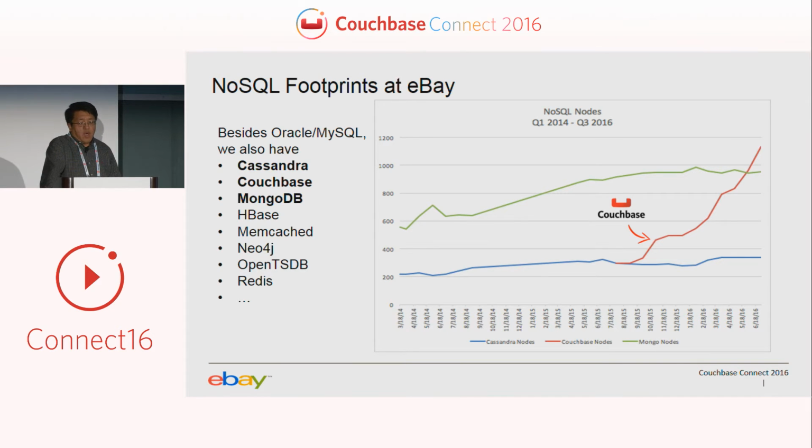The top green one is MongoDB. As you can see, it shows moderate growth, because it provides a document store with a flexible schema, as well as a very useful secondary index. That's the primary reason we see the growth in MongoDB.